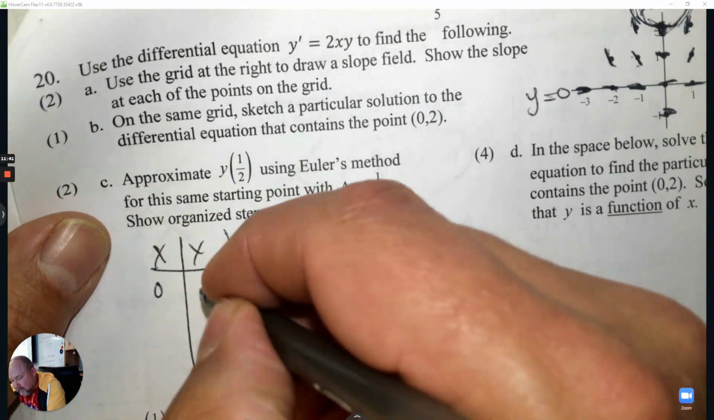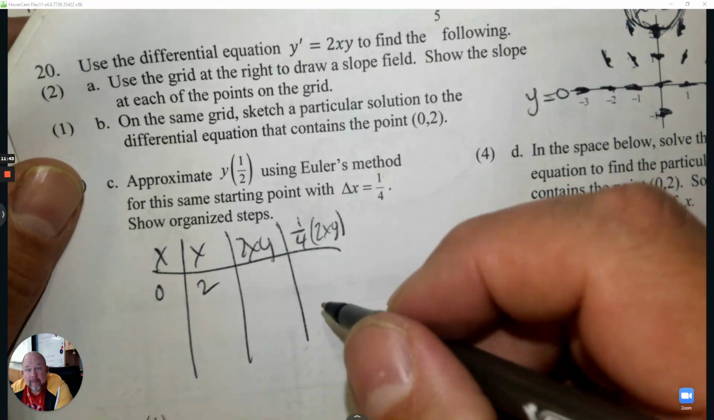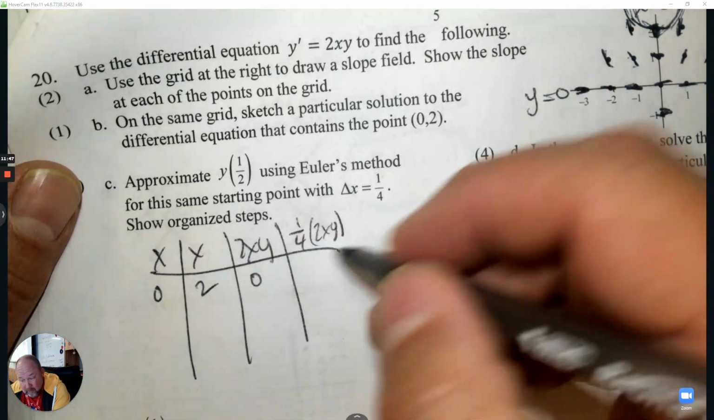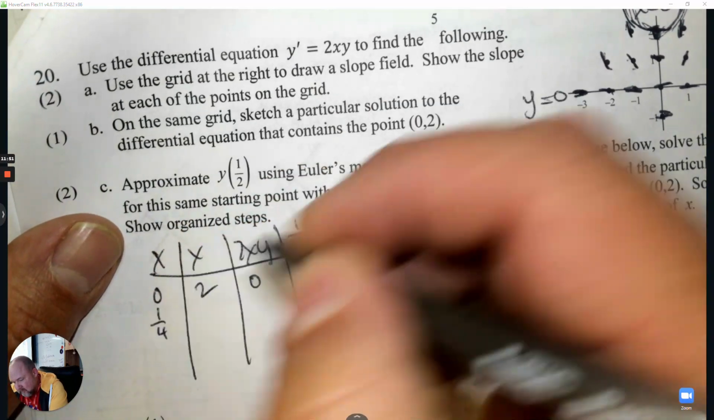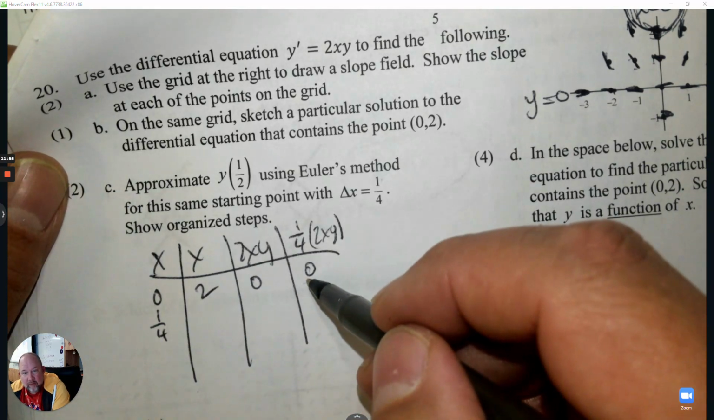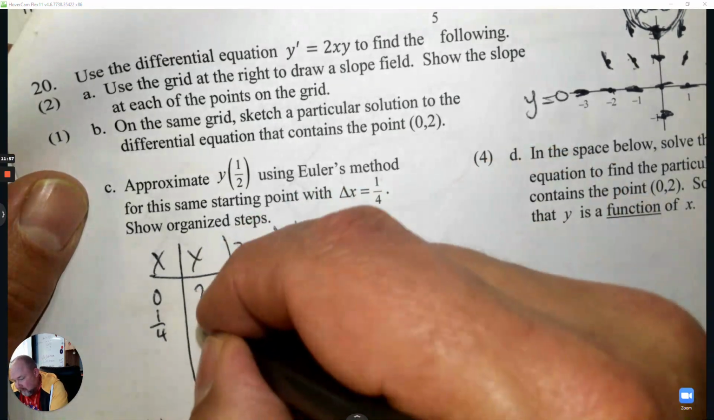Oh, I got it. All right, so (0, 2). Plug it in, and it's 0. Plug it in again, and 1/4 times 0 is 0. And then you add 1/4. The change in y is 0, so 2 plus 0 stays 2.